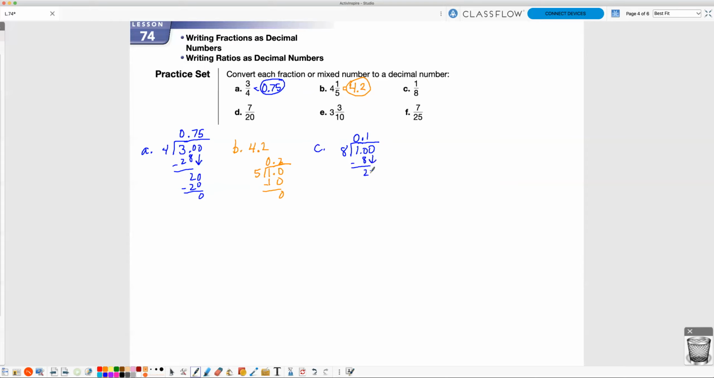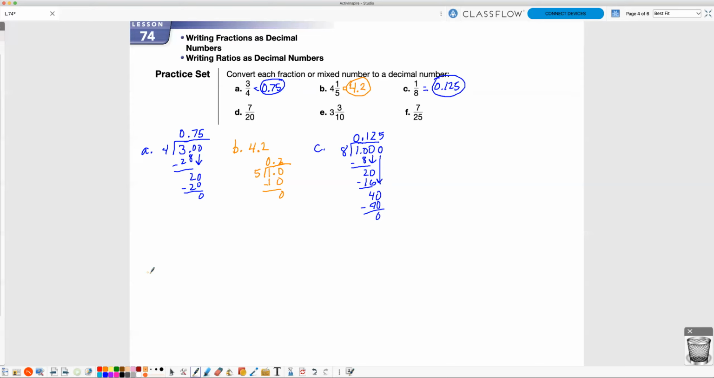Bring down this 0. 20 divided by 8 is 2. 2 times 8 is 16. 16 taken away from 20 equals 4. I need to add another 0. I need to bring it down. And now I have 40 divided by 8 equaling 5. 5 times 8 equals 40. And then I would subtract that, and that would be 0 left over. So this would be 125 thousandths for the final answer for 1/8 as a decimal.